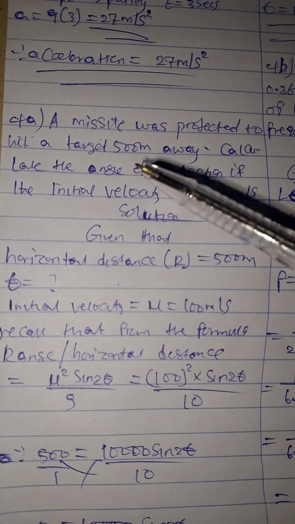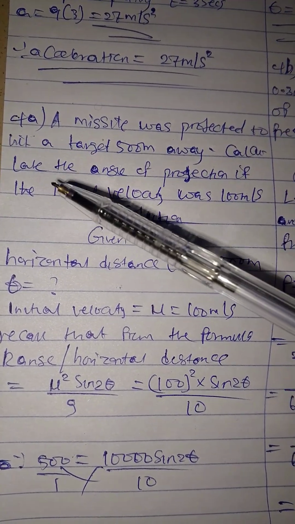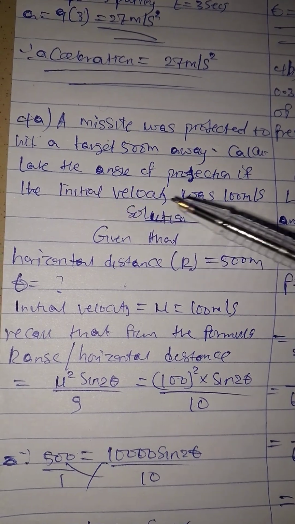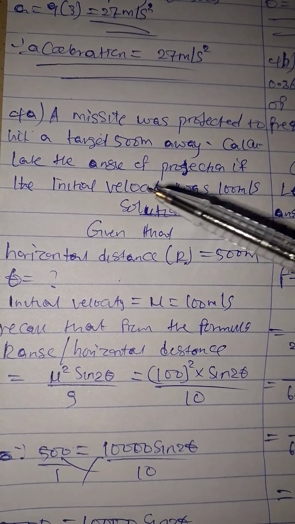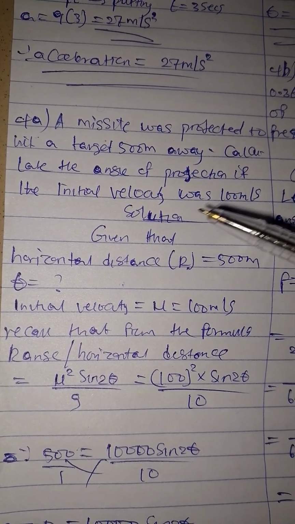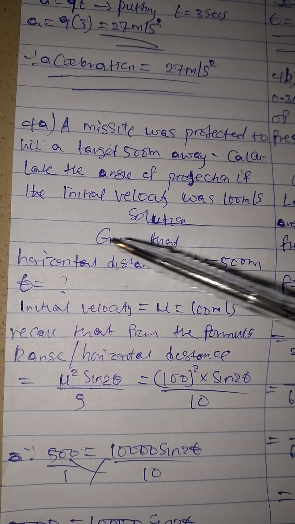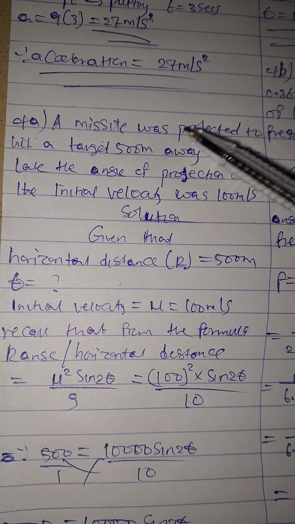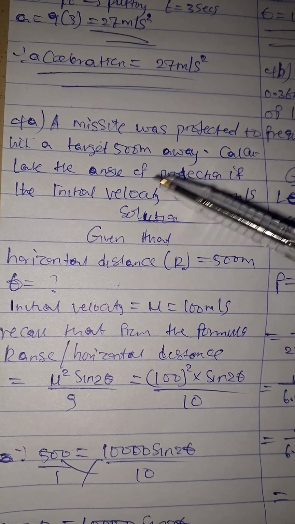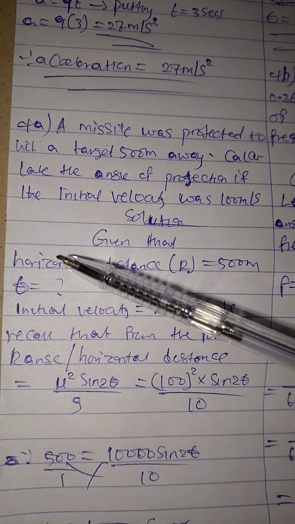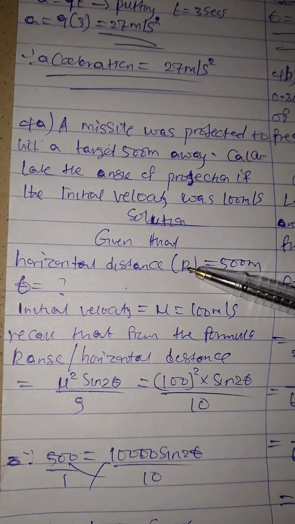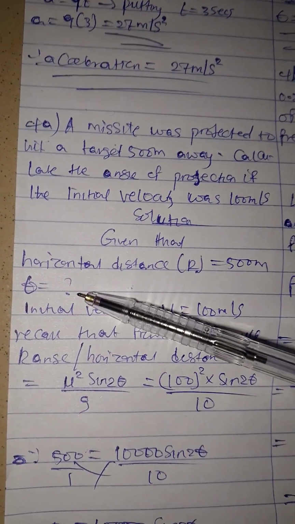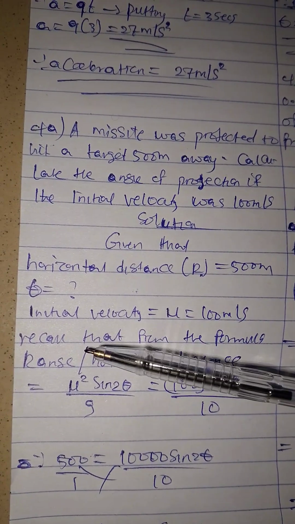Question number 4 said that a missile was projected to hit a target 500 meters away. Now we have to calculate the angle of projection if the initial velocity was 100 meters per second. Now solution, given that our horizontal distance here is the range, a missile was projected to hit a target of 500 meters away, that is the distance. So our horizontal distance here, that is the range, is equal to 500 meters. Now we have to find the angle of projection theta, which is unknown. Okay, and they say that our initial velocity was what?